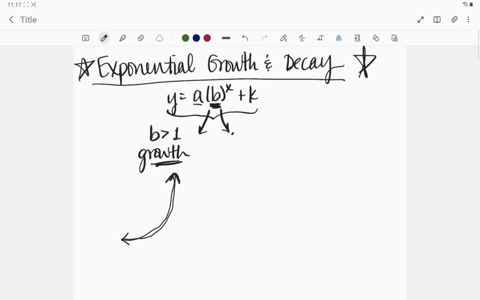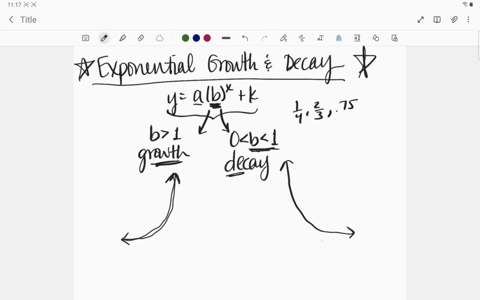If this number is between 0 and 1, if you want to just say it's less than 1, but it won't be negative. So if it's like 0.5, 2/3, 1/4, 0.75, anything less than 1 but greater than 0, that's decay. And think about decay is like decrease. The graph would have a downward trajectory from left to right. It comes down very quickly.